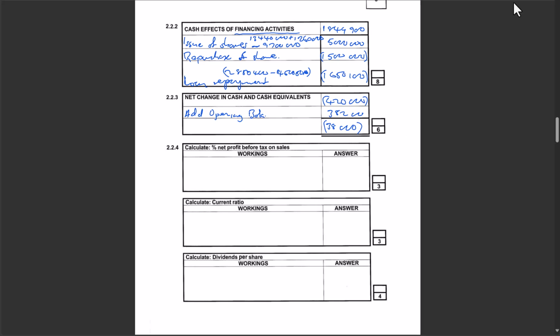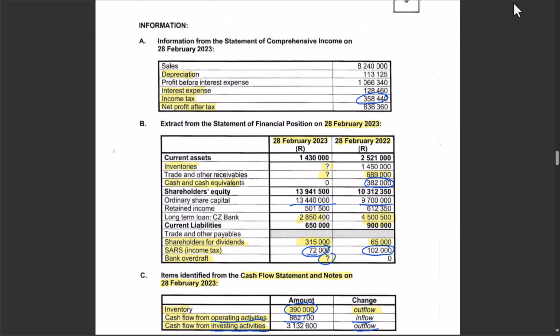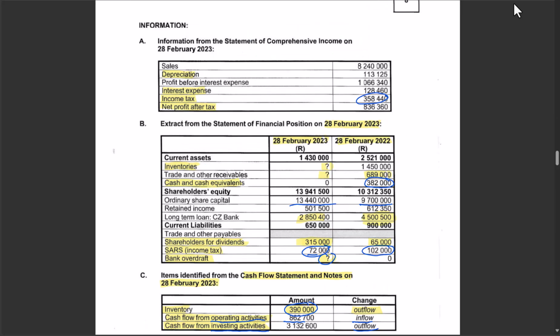The next one is net profit on tax before sales. Percentage net profit is straightforward. Net profit before tax. You're going to say 1,066,340 minus the tax, minus the interest expense. Sorry, so this will be 1,066,340 minus the interest expense 128,460.